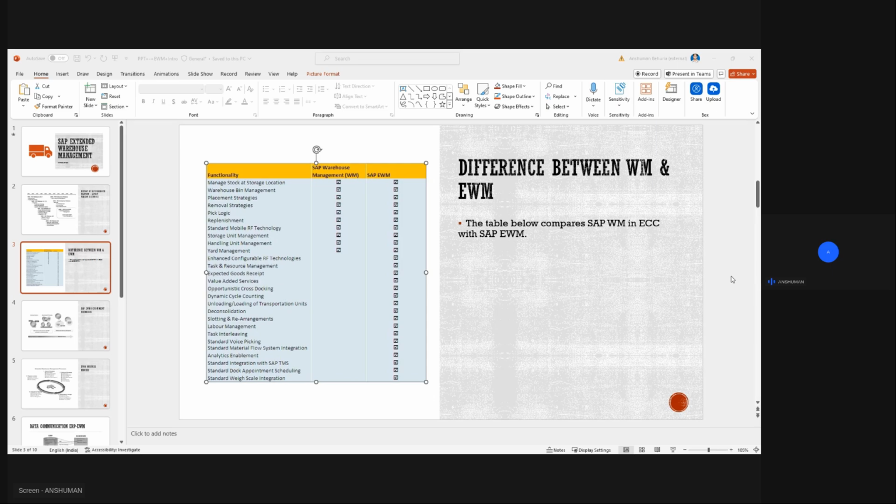EWM is integrated with your SAP MM, SAP SD, SAP PP, SAP TM. These are some of the modules which are integrated with SAP EWM.